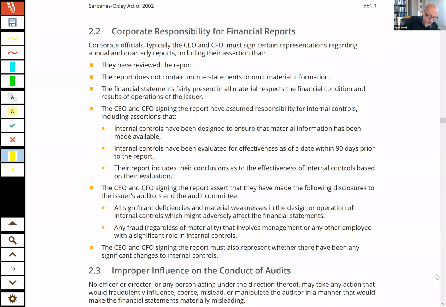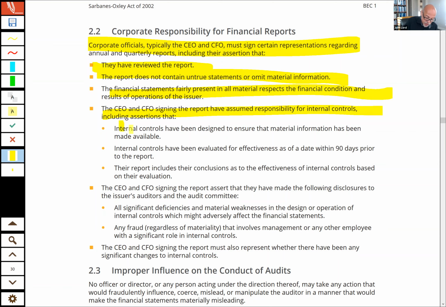All right, corporate officials. Typically the CEO and CFO must sign and certify representations regarding the annual and quarterly reports. So they have reviewed the report. They have to certify that the report does not contain untrue statements. Financial statements are fairly presented. The CEO and CFO who sign the report make assertions that internal controls have been designed to ensure material information has been made available. Internal controls have been evaluated for effectiveness. Their reports include conclusions as to the effectiveness of the controls.